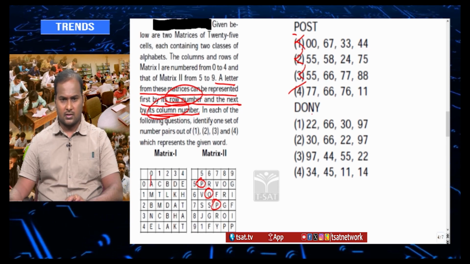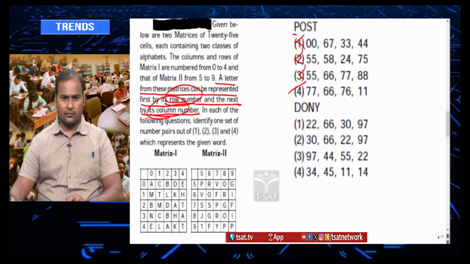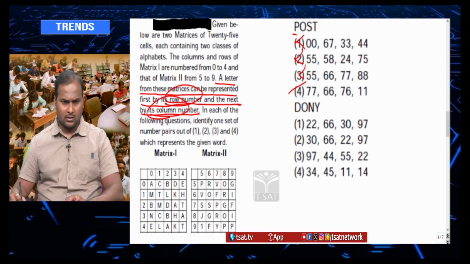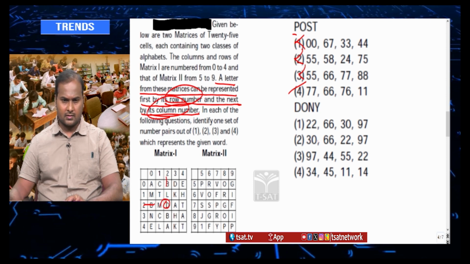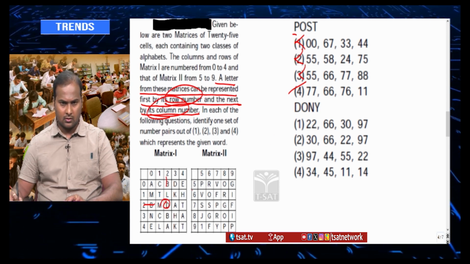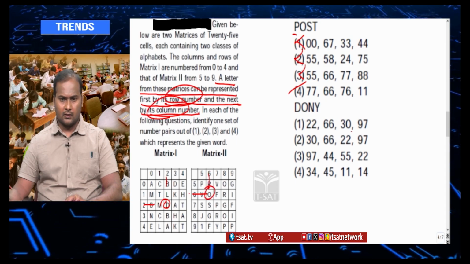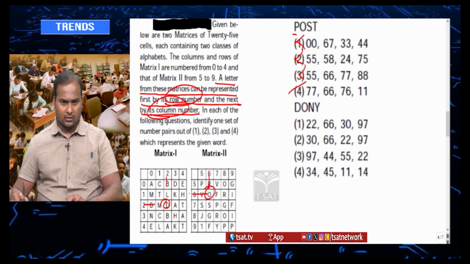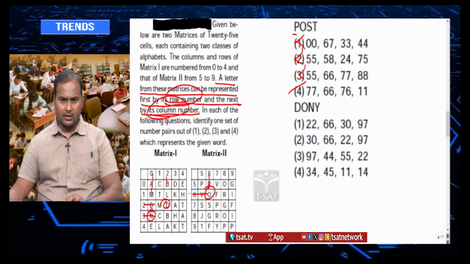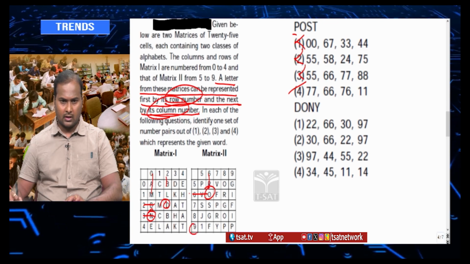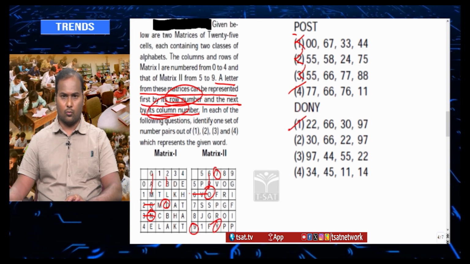Check with the next question, that is DONY. Directly you need to check very fast. That is 2, 2 is D. Check out 2, 2, D, yes. 6, 6, whether O. Check it out. So 6 and 6 is O, yes. 3, 0. So 3 row and 0 column, N, yes. Y, 9, 7. Check it out. 9, 7, Y. So obviously your answer is option 1.